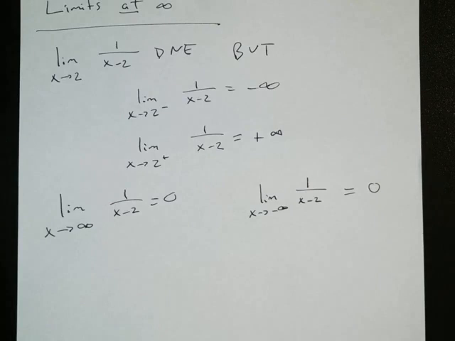I could also think kind of heuristically. Let me do a little hand waving here. As x gets gargantuan, huge off to the right, does subtracting 2 really make all that big of a difference? And 1 over some huge number is really, really tiny. 1 over a million, 0.000001. It's an itty bitty number.